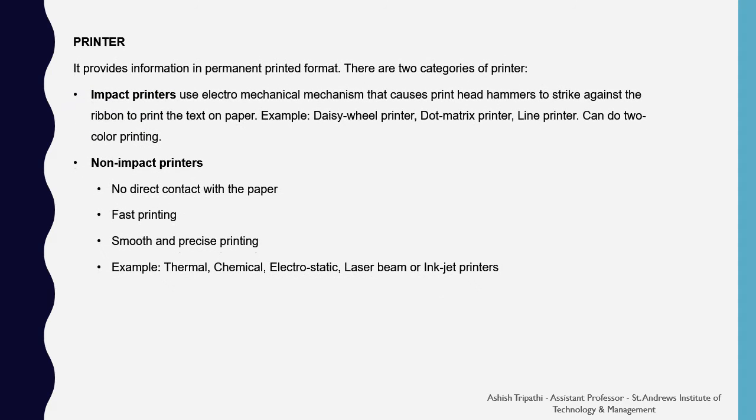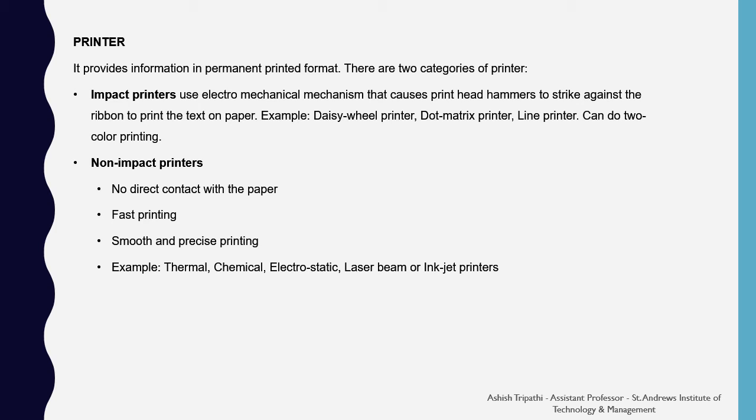Another output device is the printer. A printer provides the information in a permanent printed format. There are two types of printers: impact printer and non-impact printer. The impact printer uses an electromechanical mechanism that causes print head hammers to strike against the ribbon to print the text on the paper. Examples of impact printers are daisy wheel printer, dot matrix printer, line printer, etc. It can do two color printing.